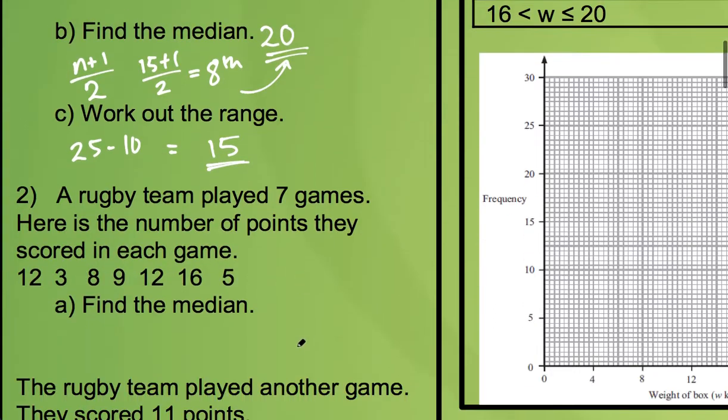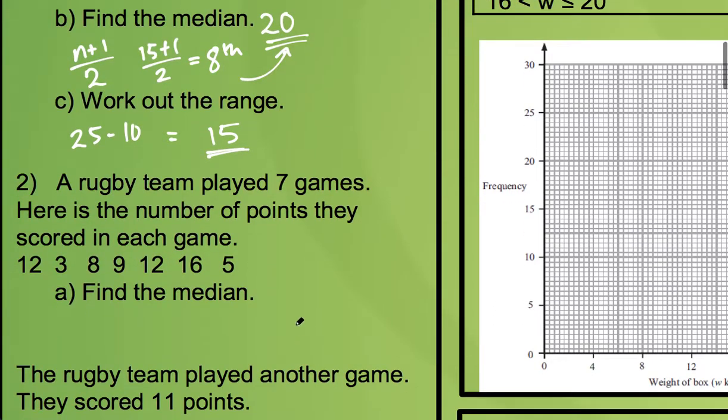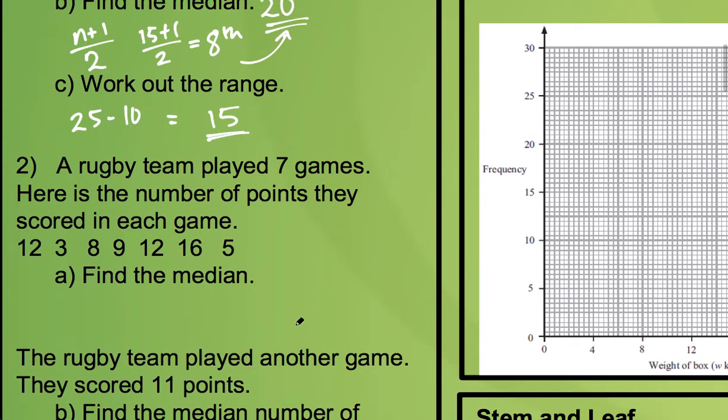Question 2. A rugby team played 7 games. Here is the number of points they scored in each game. Find the median. Well, for this they do have to be listed in order, and these are not yet in order. So in order 3, then 5, then 8, 9, 12, and another 12, and 16.